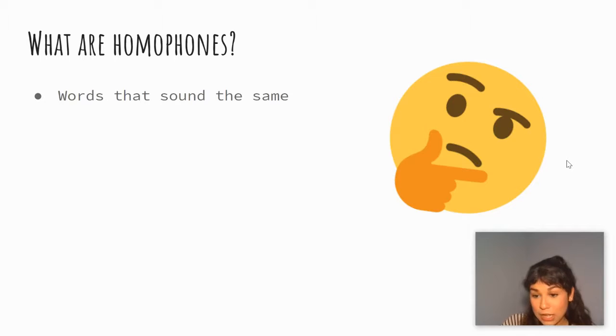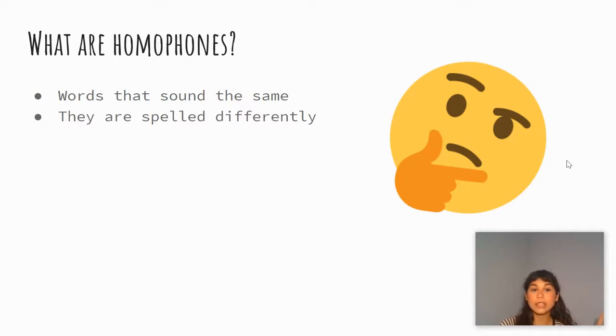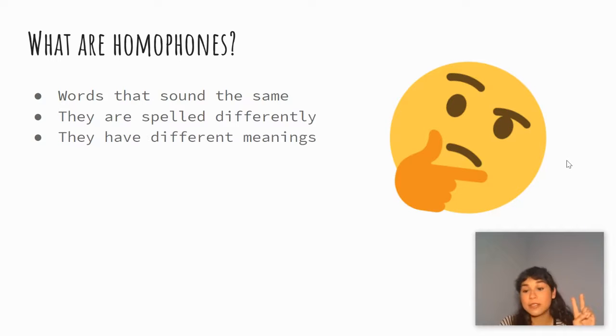Yes, they are words that sound the same. Okay. Second one, yes, they are spelled differently. They sound the same, but they are spelled differently. Lastly, they have different meanings. So they sound the same, but they are spelled differently and they do not mean the same thing.